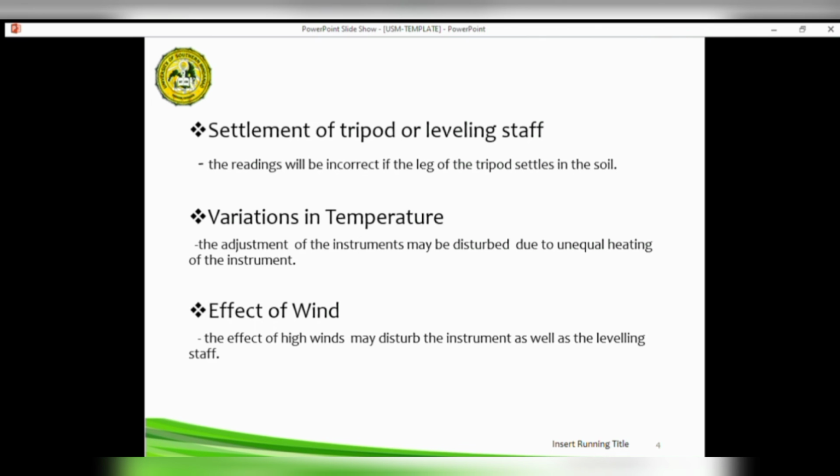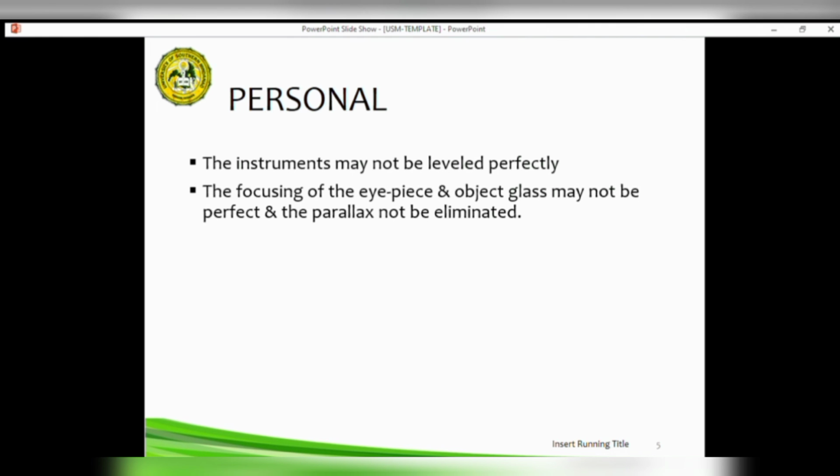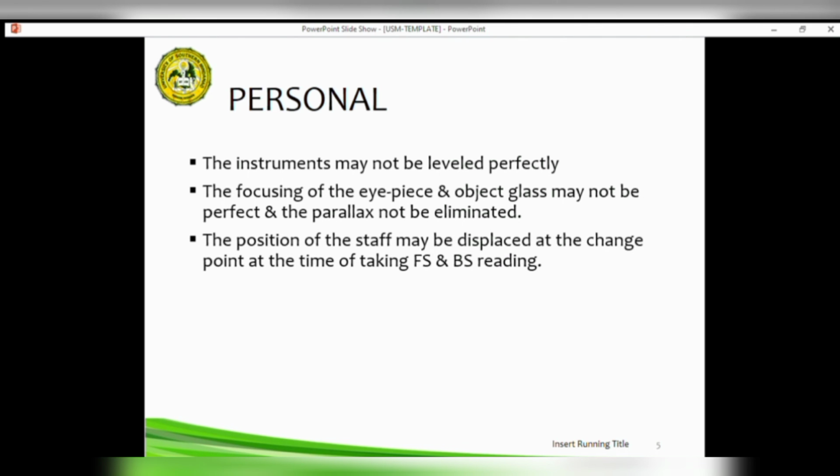The last source of error is personal. The instrument may not be leveled perfectly. The focusing of the eyepiece and object glass may not be perfect and the parallax may not be eliminated. The position of the staff may be displaced at the change point at the time of taking FS and BS reading. The staff may not be properly and fully extended.